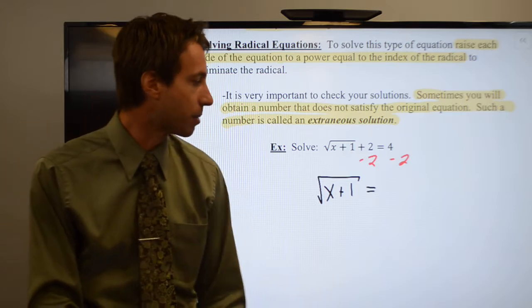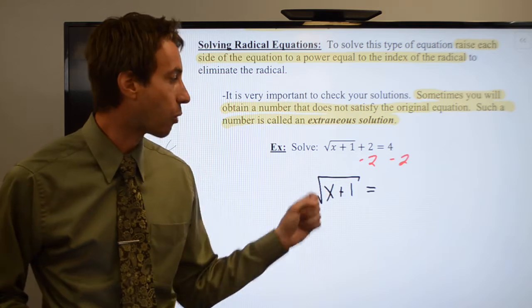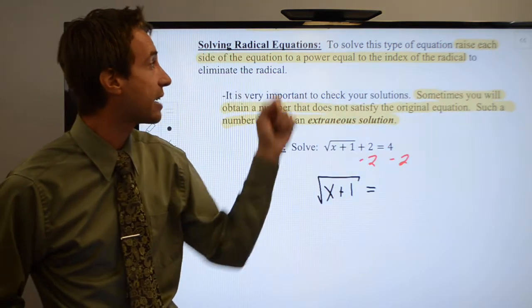Now we come to the part of solving this equation that really is the point of these problems. I have a radical expression, and we're going to raise each side of the equation to a power.